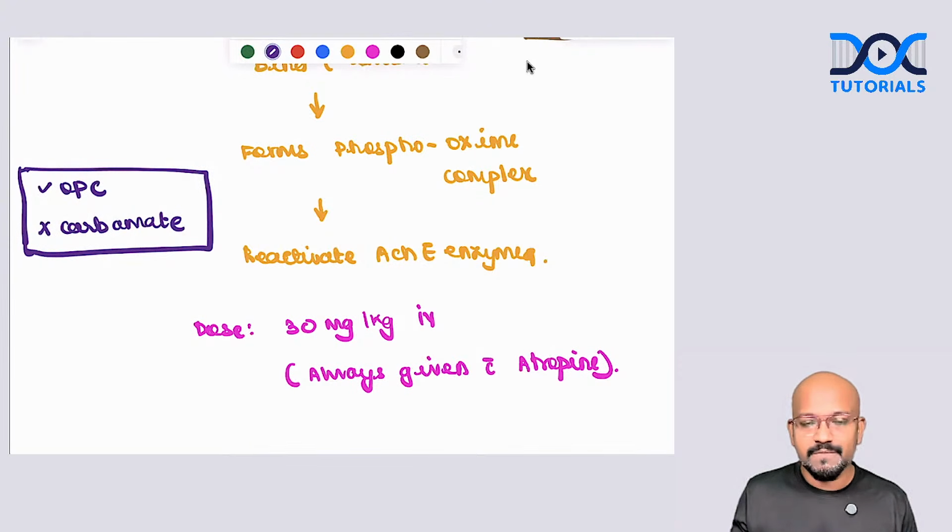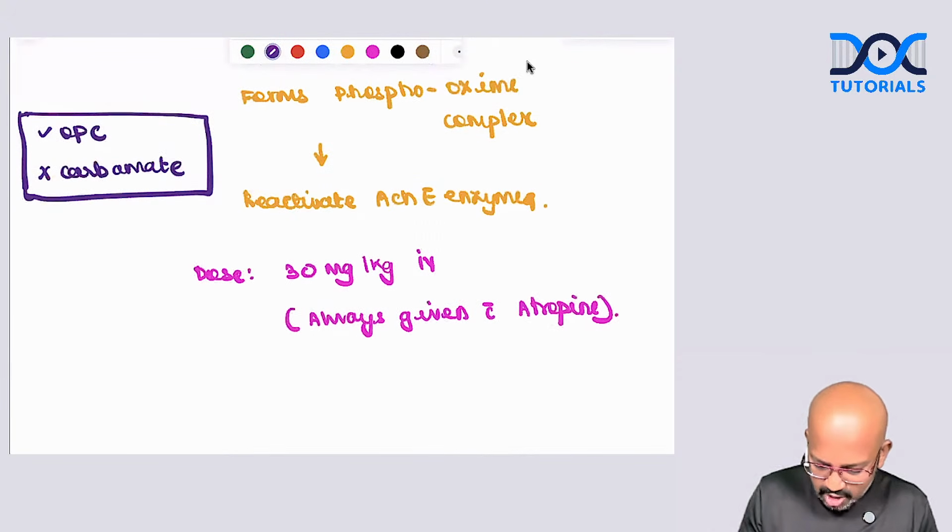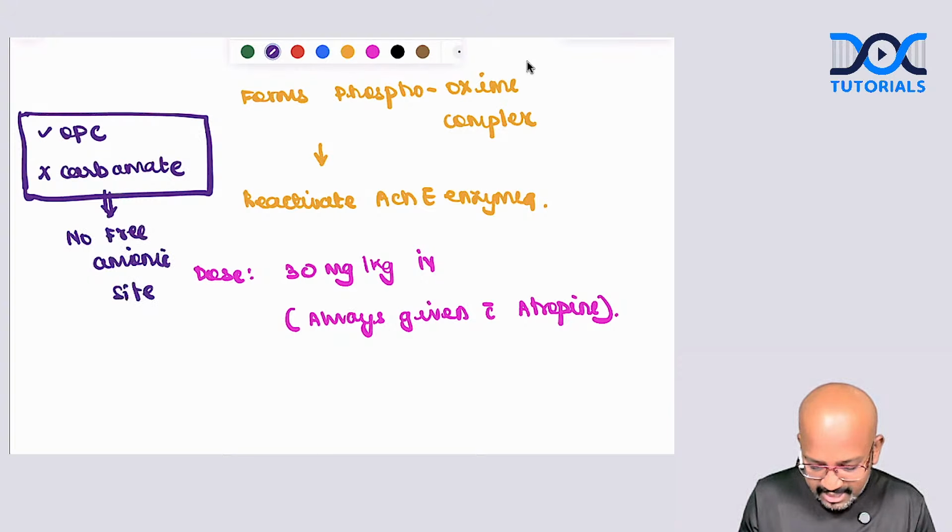Because if it is binding with both anionic and esteratic sites, as I've told already, your oximes need to bind with the anionic site to form the bond. Here the anionic site is not free. Then how can it be effective against carbamates? So it is not effective against carbamates because there is no free anionic site. We have 2 points pertaining to that.